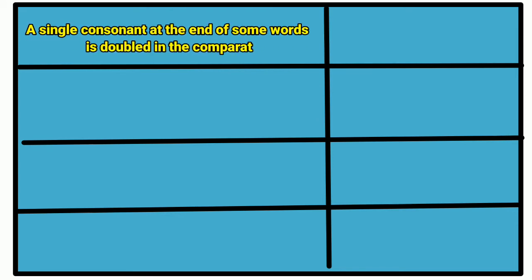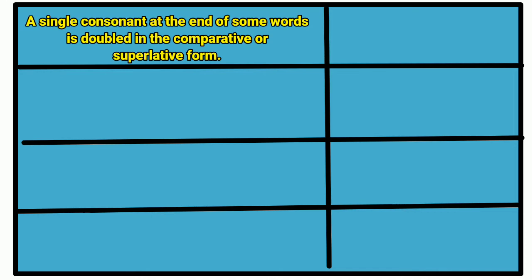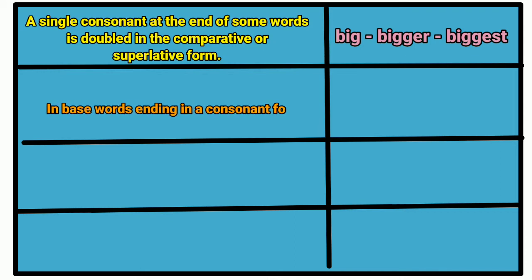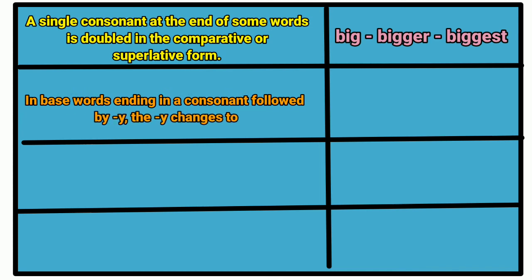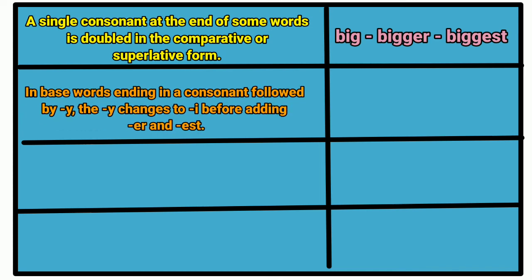First condition: a single consonant at the end of some words is doubled in the comparative or superlative form. For example, big, bigger, biggest. Second condition: in base words ending in a consonant followed by y, the y changes to i before adding er and est. For example, angry, angrier, angriest.